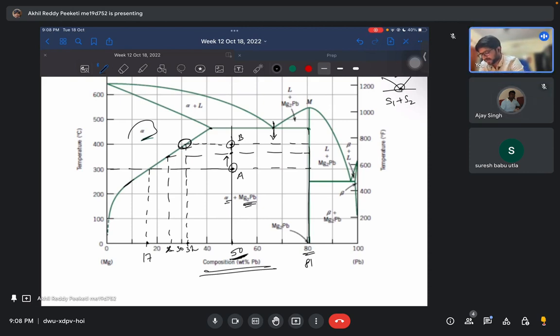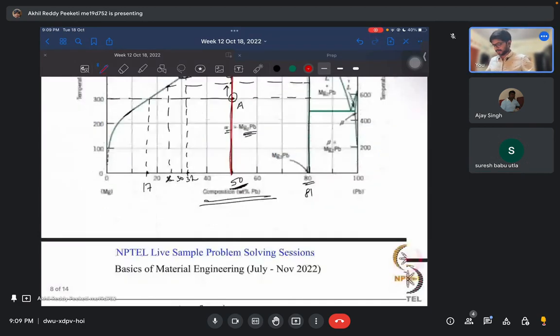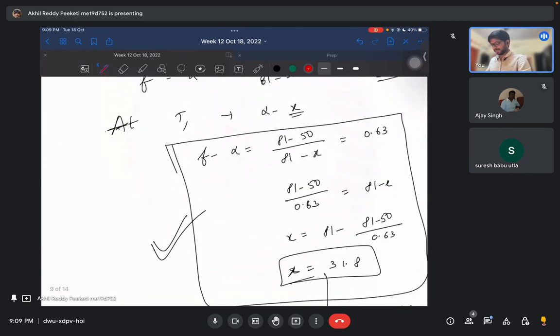So the question is actually, you are somewhere on this line. We don't know the temperature at which we are, but the composition is given as 50% PB. So somewhere on this line, from there we are suddenly cooling, and we got 63 fraction percent of alpha for an unknown temperature. Now the actual composition is on this, but at which temperature will it be 63% alpha? That is the question. So that 50 came here.